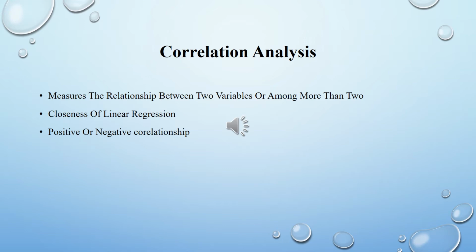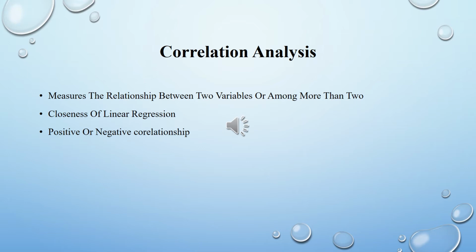Correlation analysis. Basically, correlation analysis measures the relationship between two variables or more than two variables. In correlation analysis, we check the closeness of linear regression, positive, negative relationship. Closeness of the linear regression: basically, if there is a straight line in the scatter diagram, or all the points are in straight form, it shows a linear relationship.